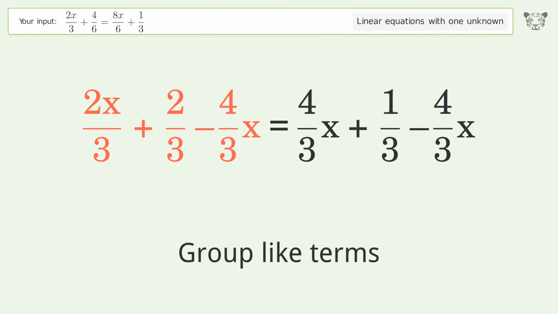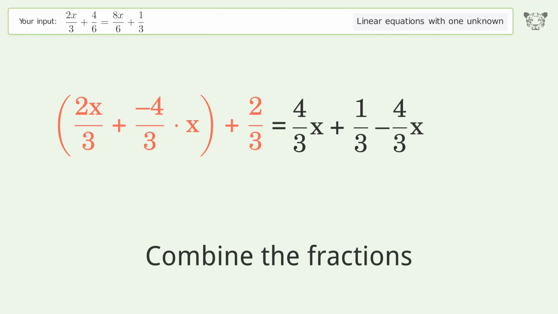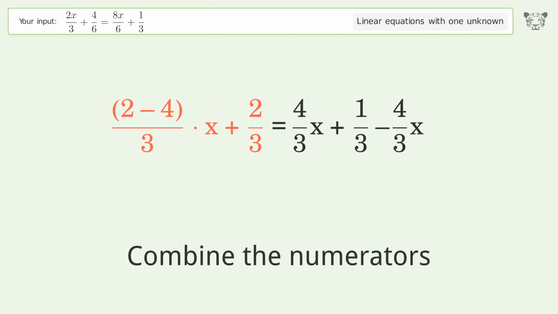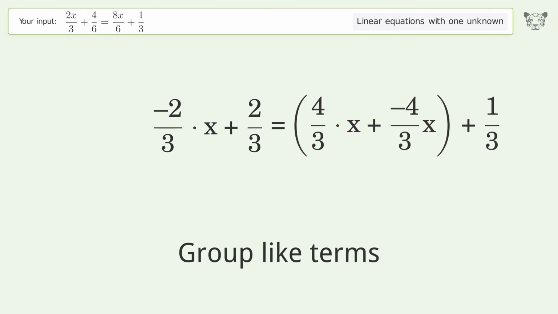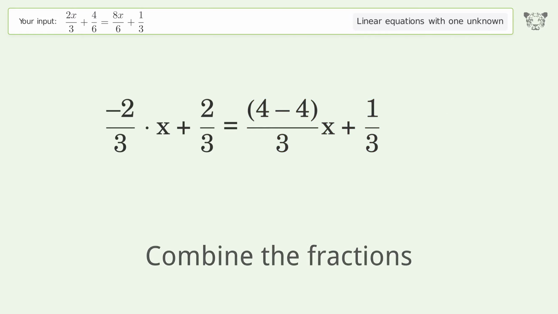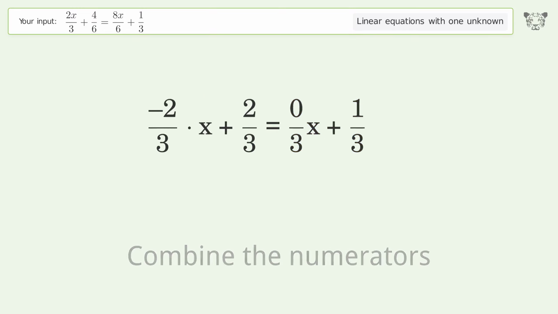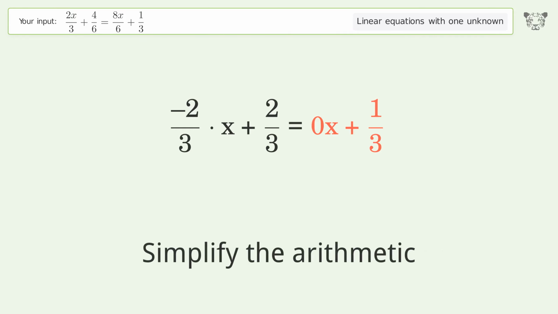Group like terms. Combine the fractions. Combine the numerators. Group like terms. Combine the fractions. Combine the numerators. Reduce the zero numerator. Simplify the arithmetic.